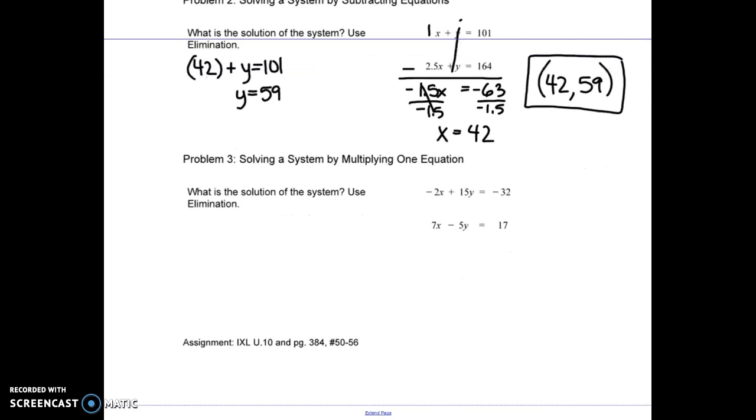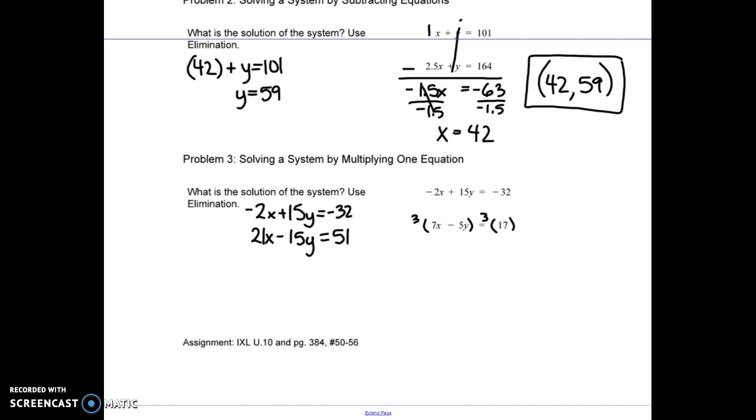Problem number 3 says solving a system by multiplying one equation. If we look at those equations, we don't have any of the coefficients in common. We have 2, 15, 7, and 5. So we need to try to multiply one to get to one of the other ones. I can multiply 5 to get to 15, so I'm going to multiply it by 3. When I do that, I'm going to multiply both sides of the equation by 3. So our new problem is going to be negative 2x plus 15y is equal to negative 32. That one stays the same. The bottom one's going to change to 21x minus 15y is equal to 51.